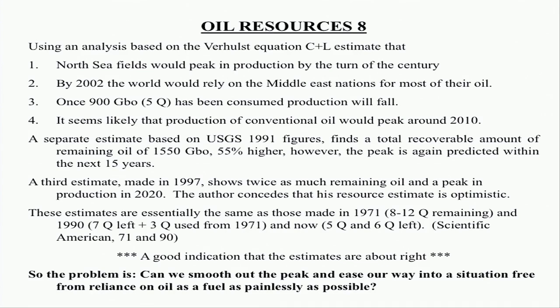So effectively what we're saying is that all these estimates are essentially the same as those made in 1971, when the original data was available. They thought between 8 and 12 Q remained. By 1990, 7Q was left with 3Q being used from 1971 to 1990. And by 2000, 5Q used and 6Q left. What we're saying is that these estimates are a good indication that the numbers are about right.